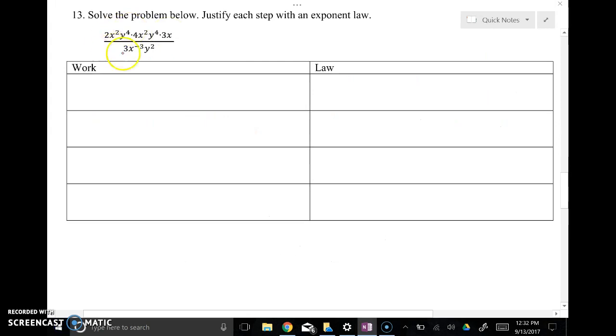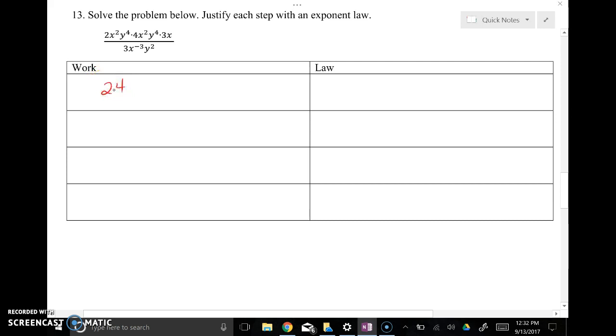Now I'm going to simplify this here, and I'm going to justify it by explaining which law I used each time. So here we go. First thing I want to do is recognize that this is given information. And the very first thing to do is to simplify my numerator. So I'm going to multiply the coefficients together. 2 times 4 is 8. 8 times 3 is 24. So I just multiplied those together.